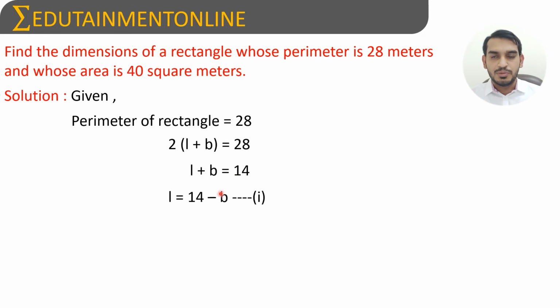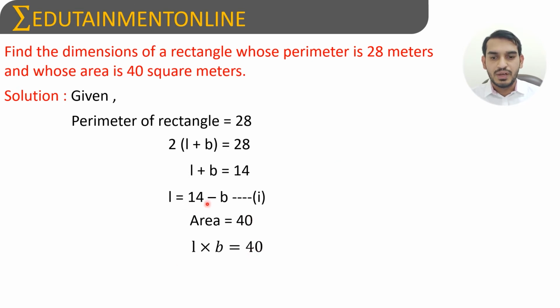Now we can transpose breadth to the other side. So L is equal to 14 minus B, considering this as equation 1. Now the other condition given in the question is that the area of the rectangle is 40 square meters. The area formula of a rectangle is length times breadth, L into B. So L into B is equal to 40.